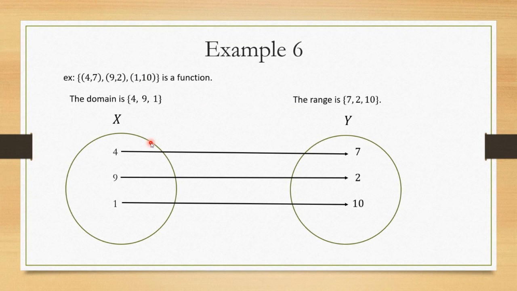And if we draw the correspondence diagram, we have 4 goes to 7. We have 9, that goes to 2. We have 1 goes to 10. Like so. As you can see, here you can see also that each input only has one output. In other words, each element in the domain has one arrow coming out of it. Hence, we have a function. Another way of seeing it.